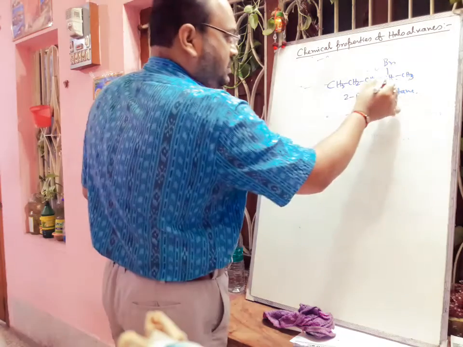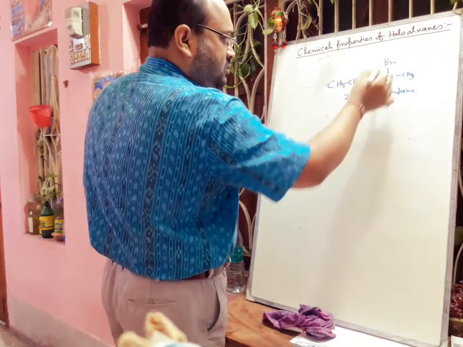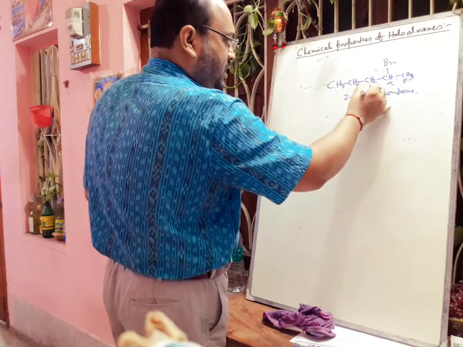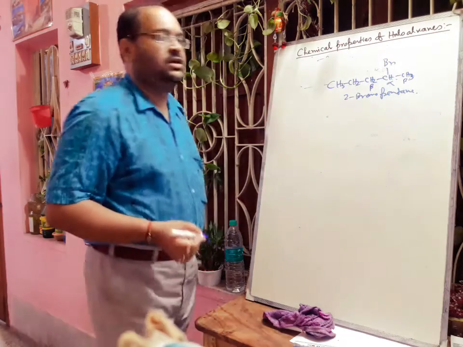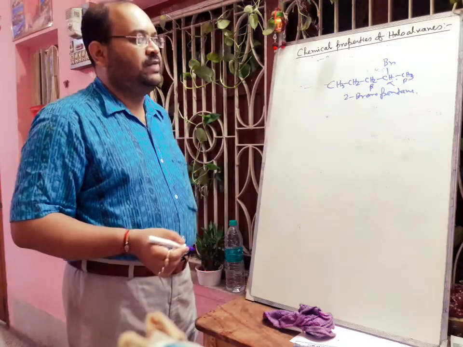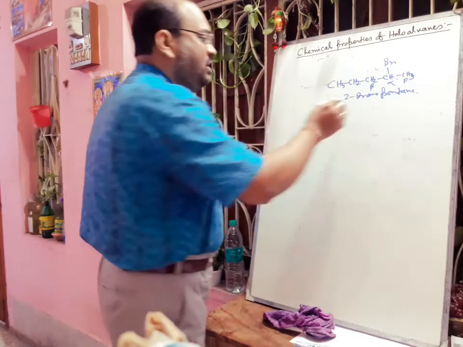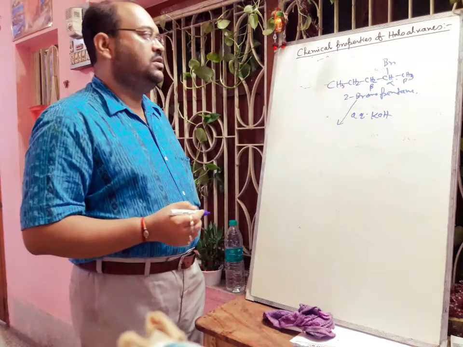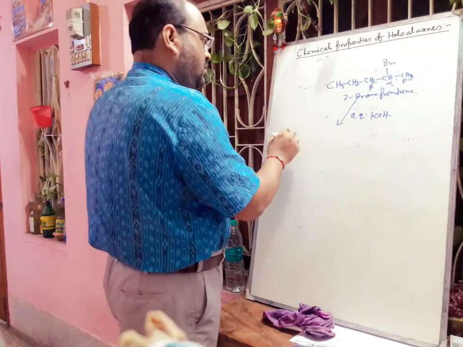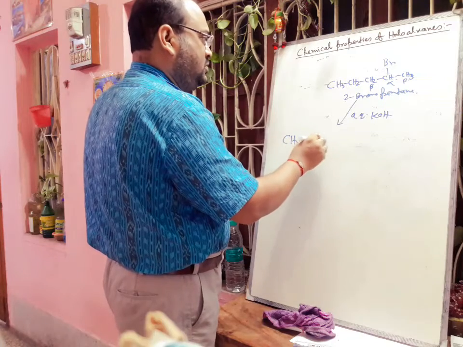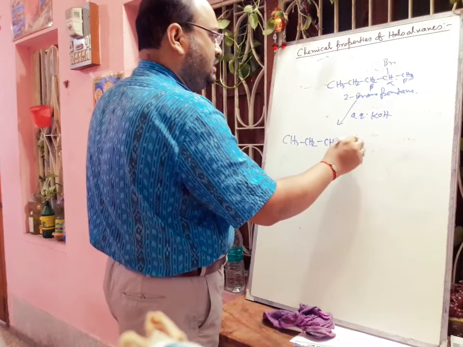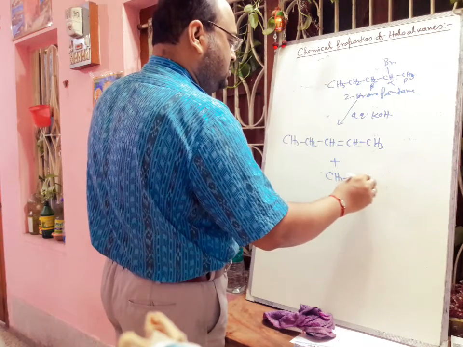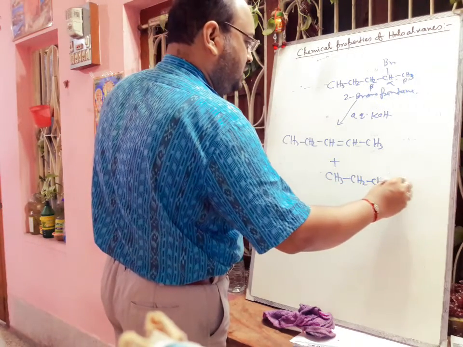Now here the carbon attached to halogen is called alpha carbon, and the right side carbon is called beta, and here also beta. Left side carbon is also called beta. So in this molecule there are two types of hydrogen. Now if I give OH minus, aqueous KOH, then there will be formation of two types of product. One will be CH3CH2CH=CHCH3, and another will be CH3CH2CH2CH=CH2.